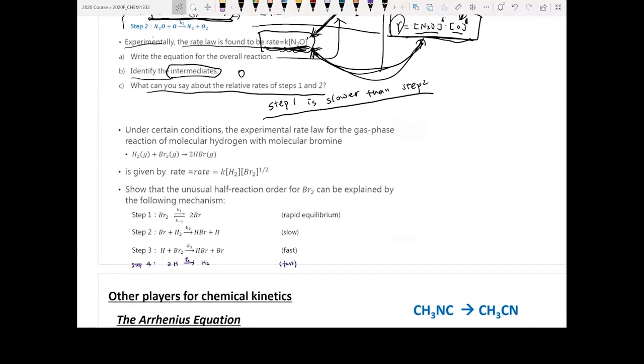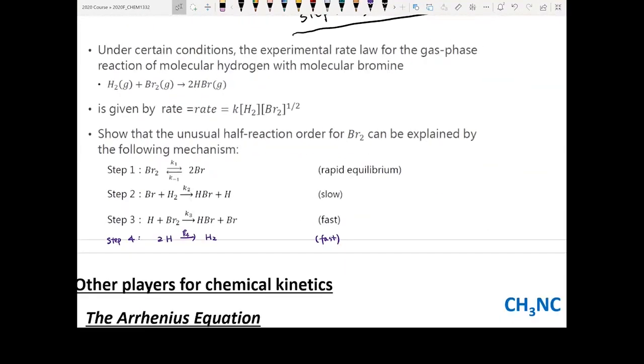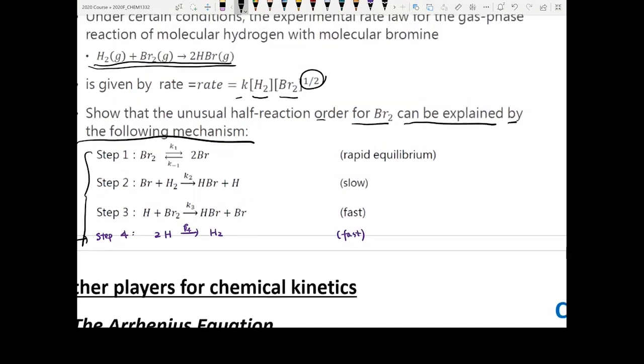All right, so let's look at the second example. Under certain conditions, the experimental rate law for the gas phase reaction of molecular hydrogen with molecular bromine is like this. That's the overall balanced equation. And then they say the rate equals K times H2 times Br2 to the 1/2 power. Show that the unusual half reaction order of Br2 can be explained by the following mechanism.